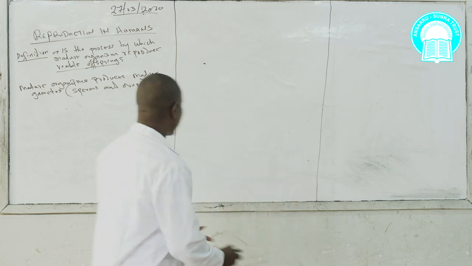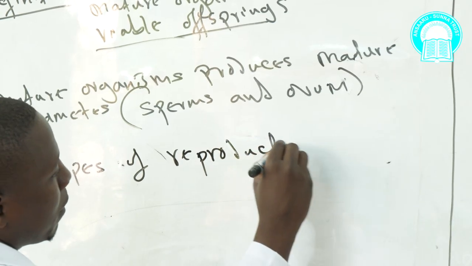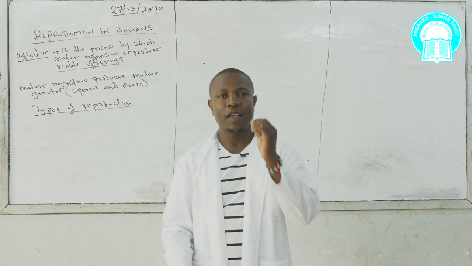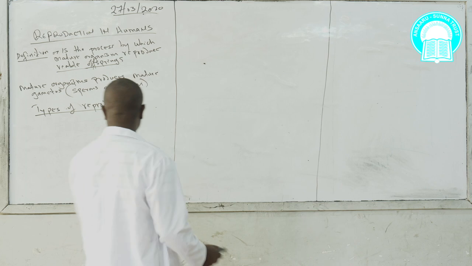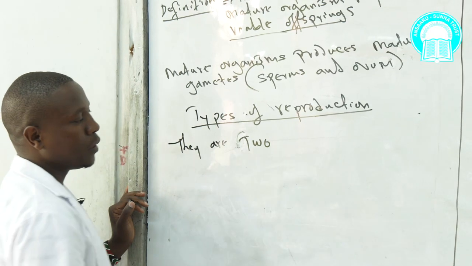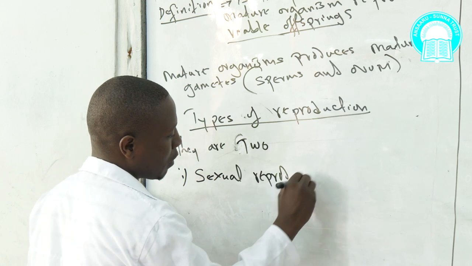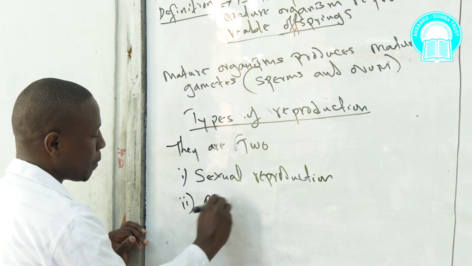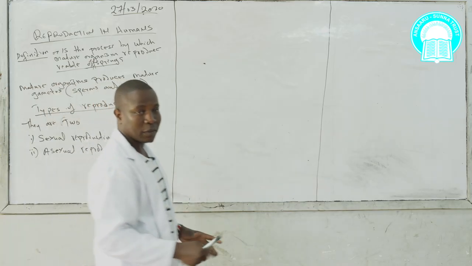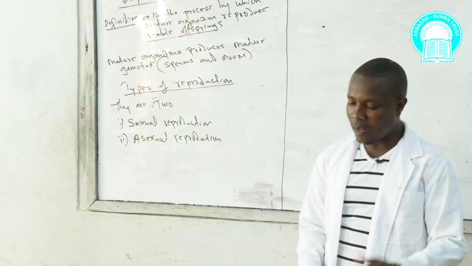Then you have two types of reproduction. Number one, we have sexual reproduction, and number two, asexual reproduction. We want to break them down to see the differences between sexual reproduction and asexual reproduction.